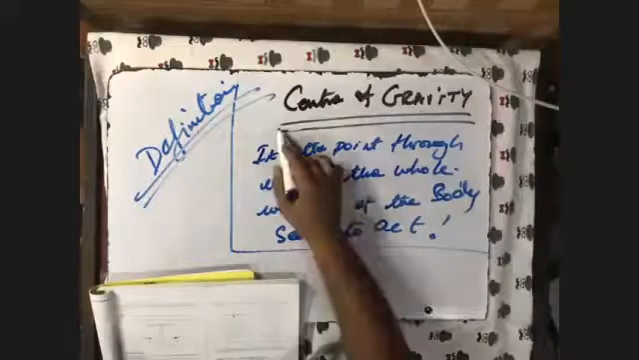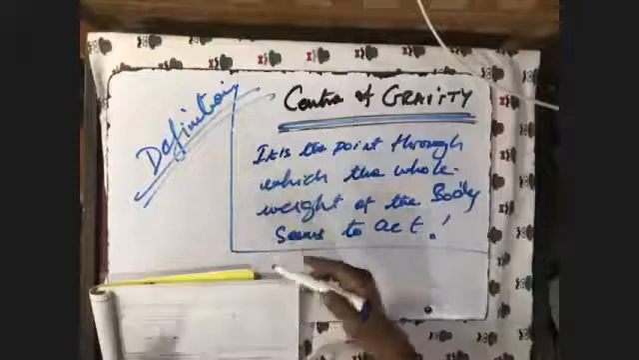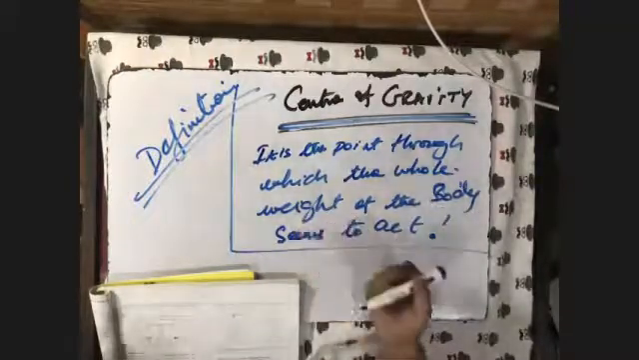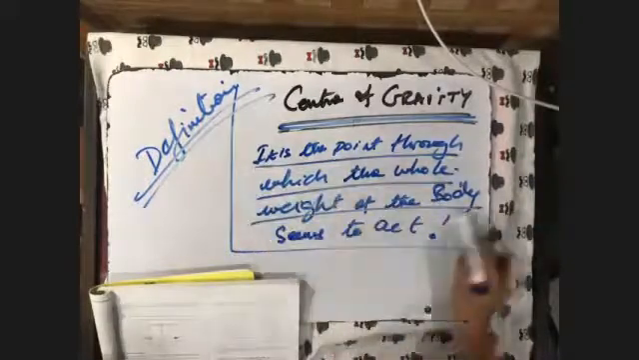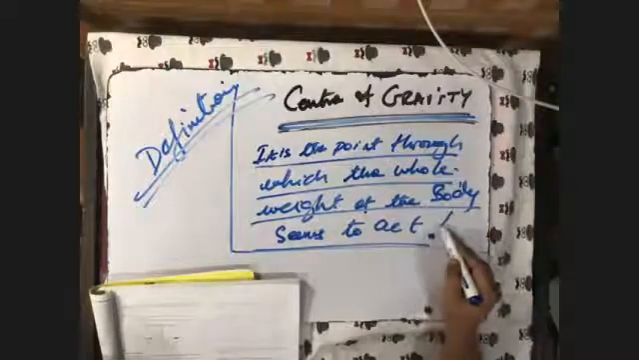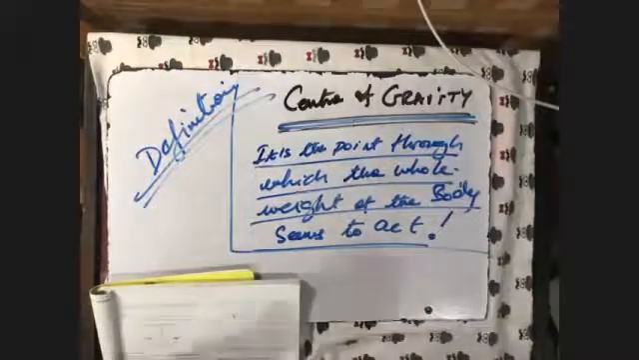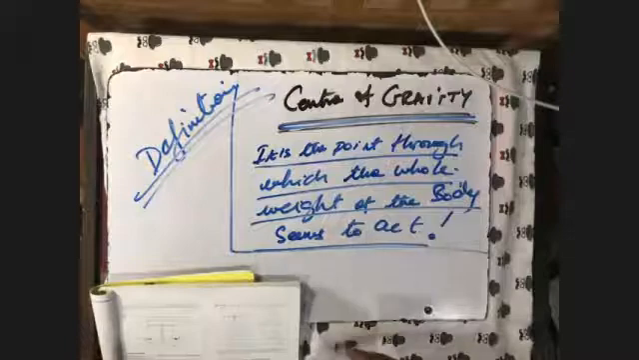The direction of the line shows gravity. It's always the vertical line that is gravity. The point through which the entire weight of the body acts, we call the center of gravity. And that single point is the center of mass, or center of gravity. Same thing.